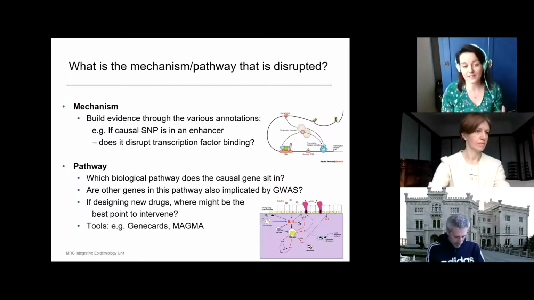And then on a much bigger scale is how does that gene fit into a bigger pathway?